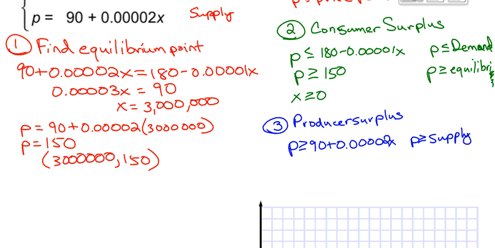And then P is less than or equal to 150. So P is less than or equal to the equilibrium. And of course, x is still greater than or equal to 0 as we go through that. And so now we need to graph these as we go.